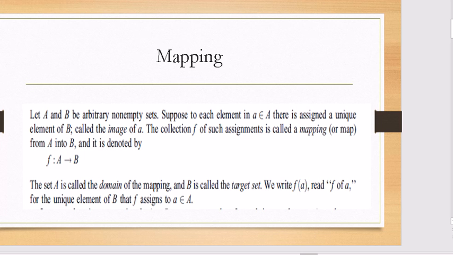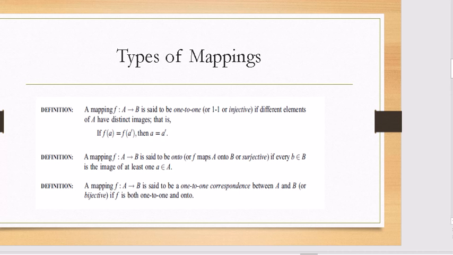Now we will revise some other concepts about mappings. We are all familiar with the types of mappings. These are the general categories. Some mappings are one-one or injective. Others are called surjective mappings. And the mappings which are both injective and surjective are called bijective maps.